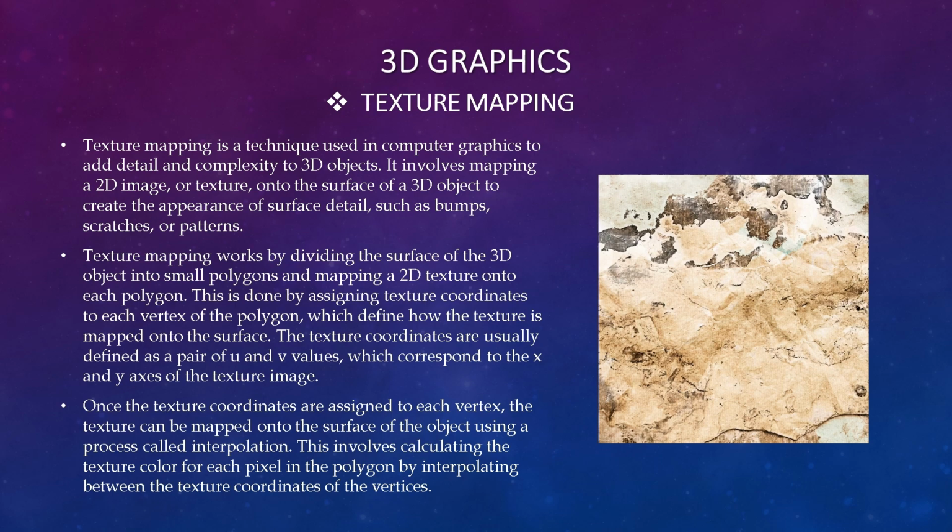Once the texture coordinates are assigned to each vertex, the texture can be mapped onto the surface of the object using a process called interpolation. This involves calculating the texture color for each pixel in the polygon by interpolating between the texture coordinates of the vertices.